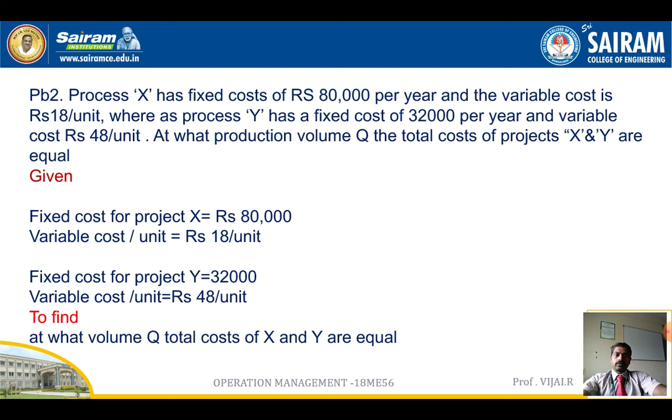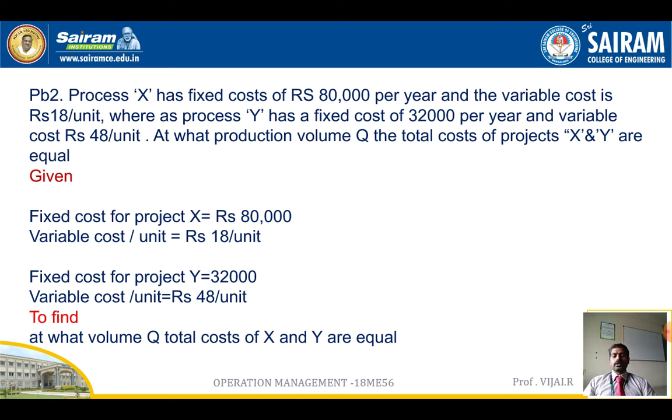Let me see another problem here. A process X has a fixed cost of 80,000 per year and a variable cost of 18 per unit. Process Y has a fixed cost of 32,000 per year and a variable cost of 48 per unit. At what production volume Q is the total cost of processes X and Y equal?